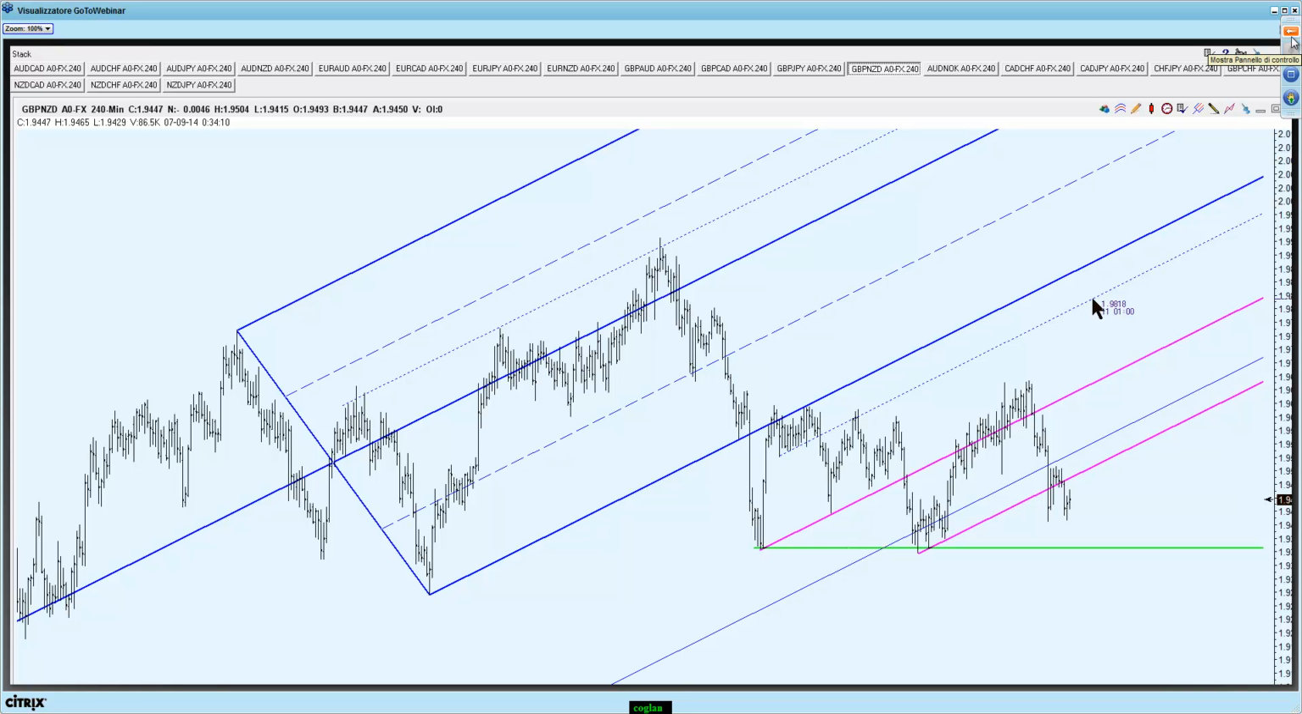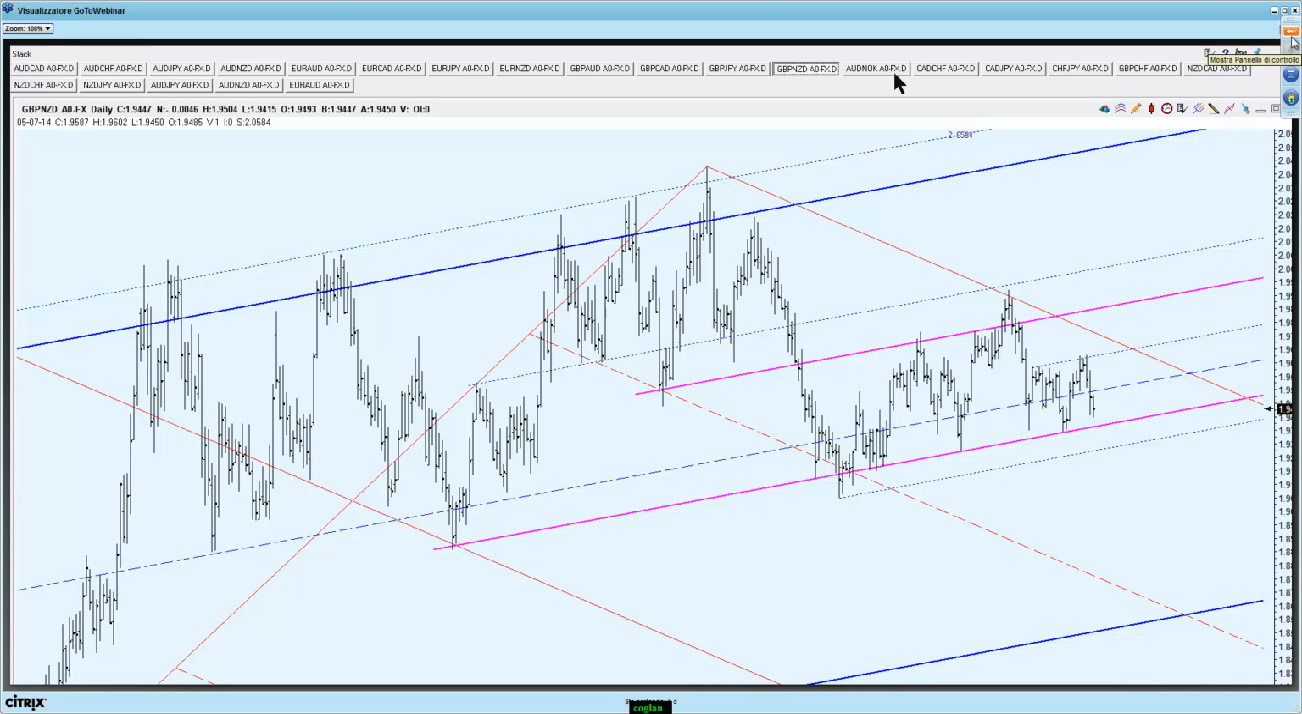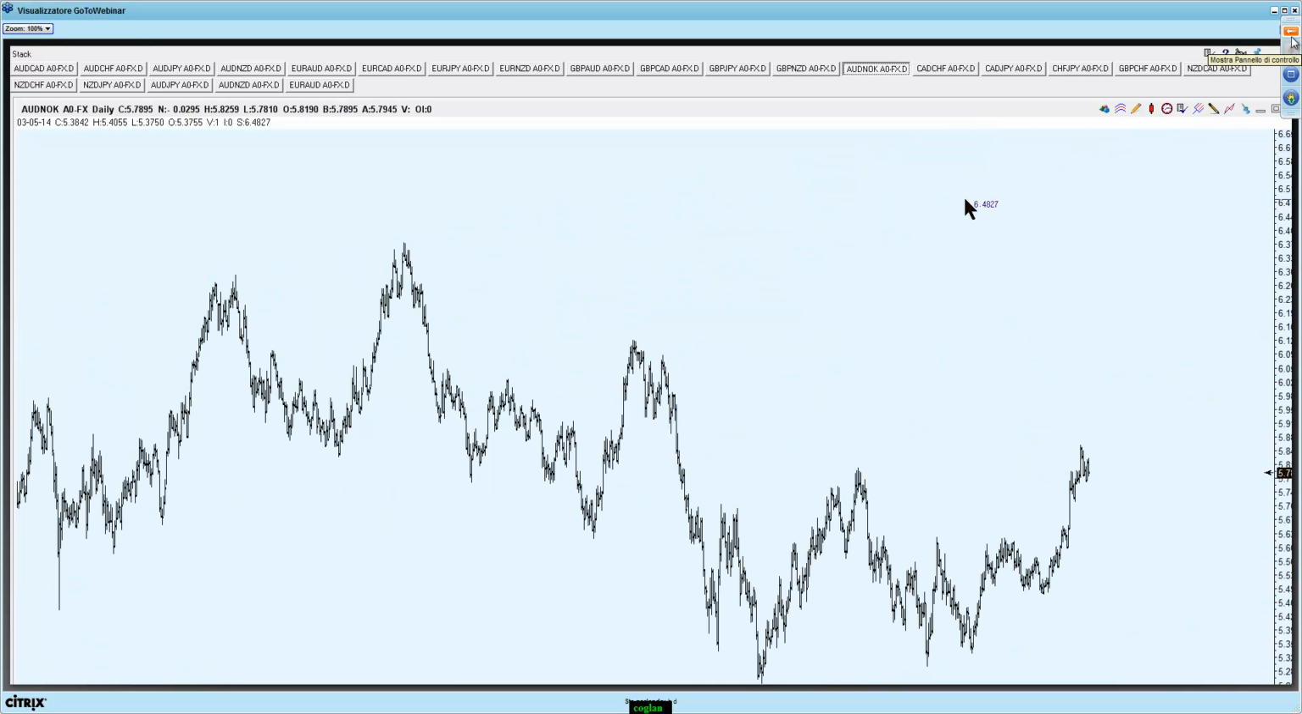Good. Now, that was basically the sort of thing that I really wanted to try and illustrate. I've had quite a few questions come in. One of them from a member, Anders, who was interested in looking at the Aussie Noki. That's the Australian Norwegian kroner. And what I've done here, I've actually just blanked the chart completely, because I just wanted to show how we can build up an idea of what is going on.